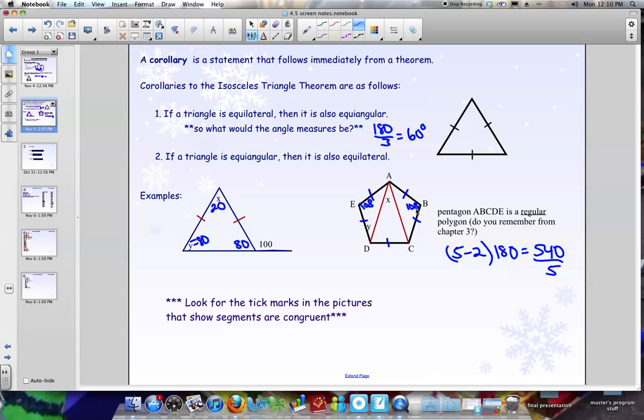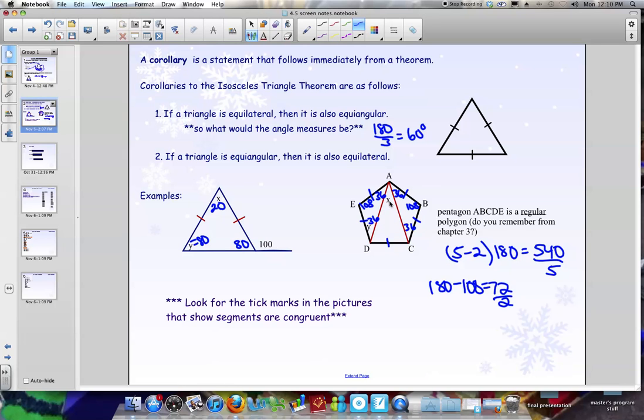Once I know what the vertex angle is in my isosceles triangle, I can figure out what the other 2 angles have to be. All I have to do is take 180 minus 108, which gives me 72, and I know that my base angles have to add up to 72. And since they have to be equal, I divide that by 2, and this angle would be 36, and this angle would be 36. That would be the same on this side of the pentagon, so y is 36.